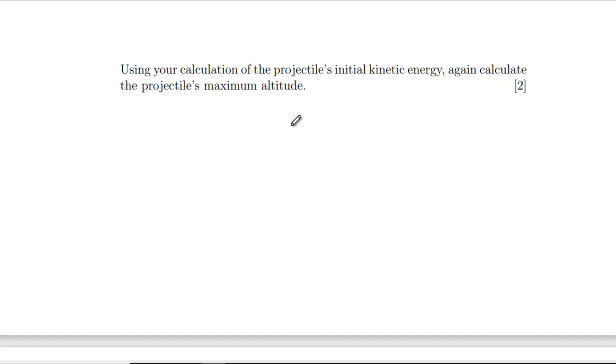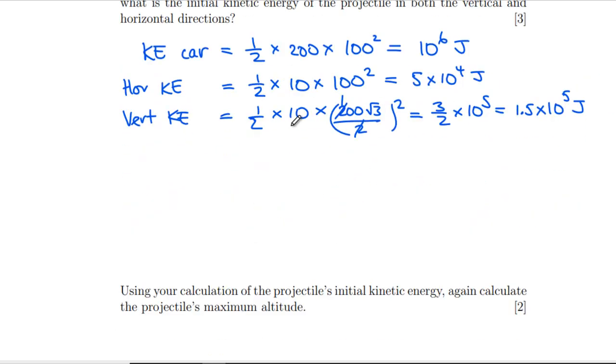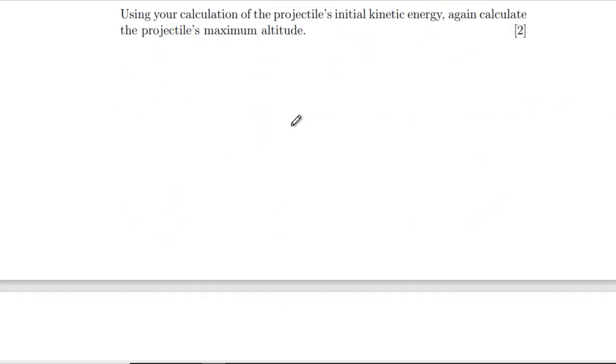Use your calculation of projectile's initial kinetic energy. Again, calculate the maximum altitude. So what was our vertical one? 1.5 times 10 to the 5. So 1.5 times 10 to the 5 will be equal to mgh. So that's 10 times 10 times h. So we're just knocking 2 off of this 5 here. So h equals 1500 meters, which is what we showed before.